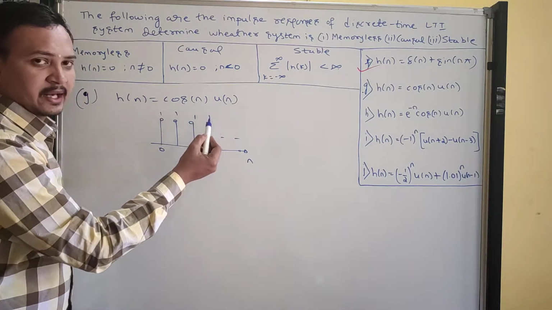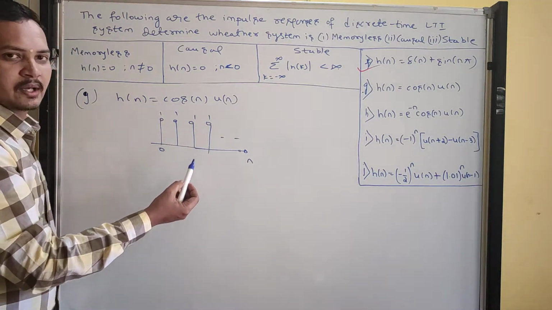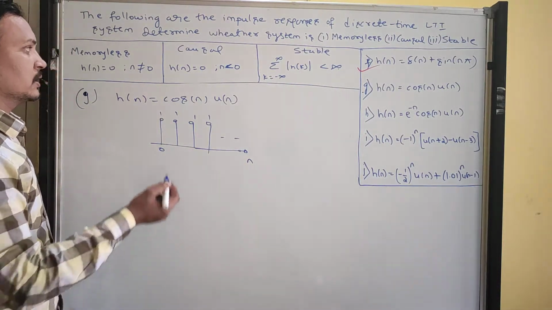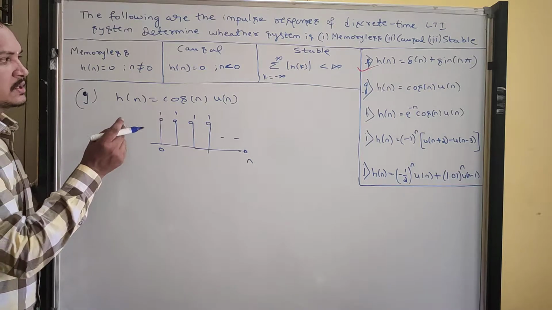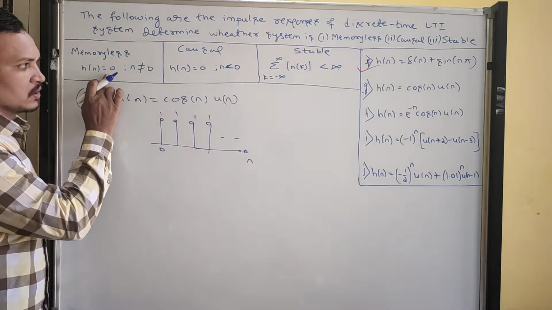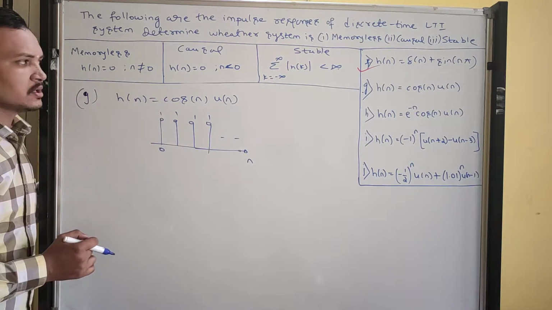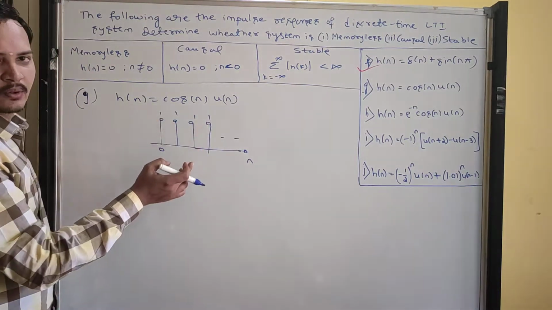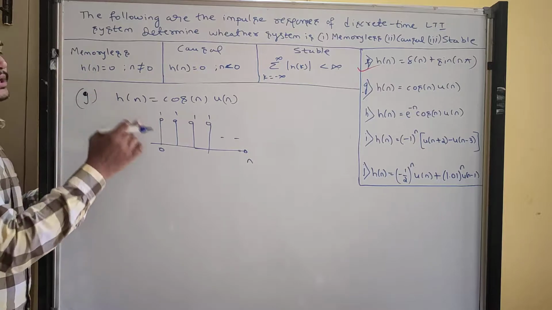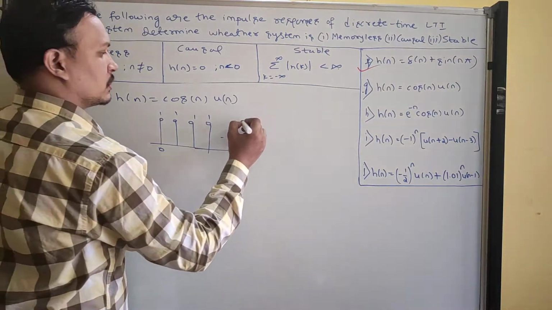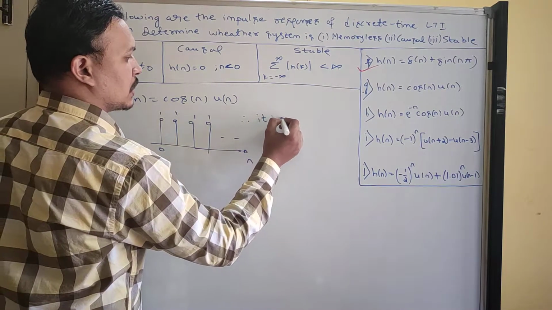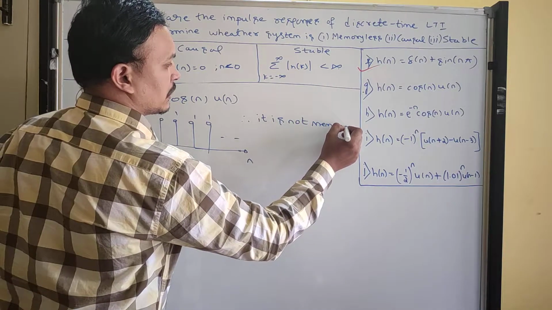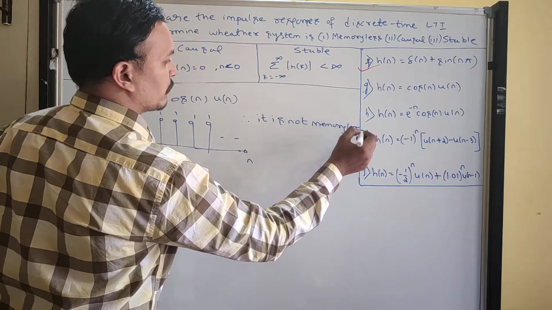Now take cos 180. For cos 180 you will get minus 1, so you will get magnitude minus 1. But check the condition for memoryless: h of n is equal to 0 for n not equal to 0. Here, if n is not equal to 0, we have some magnitude. Therefore it is not memoryless.